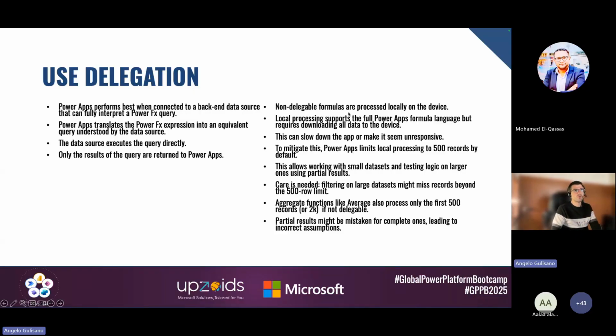Instead, non-delegable formulas are processed locally on your device, and this can cause two problems. First one, performance issues, and the second one is that to mitigate performance issues, you can set local processing from 1 to 2,000 rows at the maximum. Then, if you have more than 2,000 rows and your formula is not delegated, it doesn't retrieve all data. I show it later.